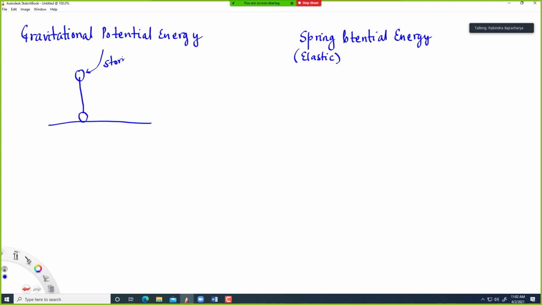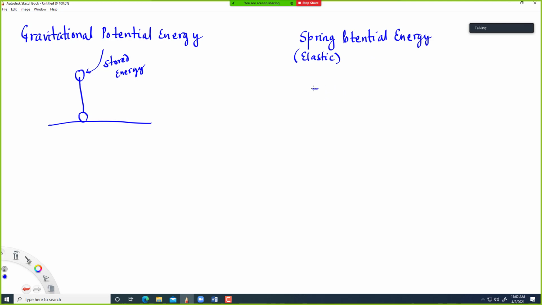Okay, it's the stored energy. Like in chemistry, you might have seen chemical potential energy, which is the energy stored in a battery or something like that. So that's a different thing. So we don't need to worry about that here. But here we'll only talk about gravitational potential energy, which is the stored energy due to change in the height, and spring potential energy, which is due to stretching of the spring.